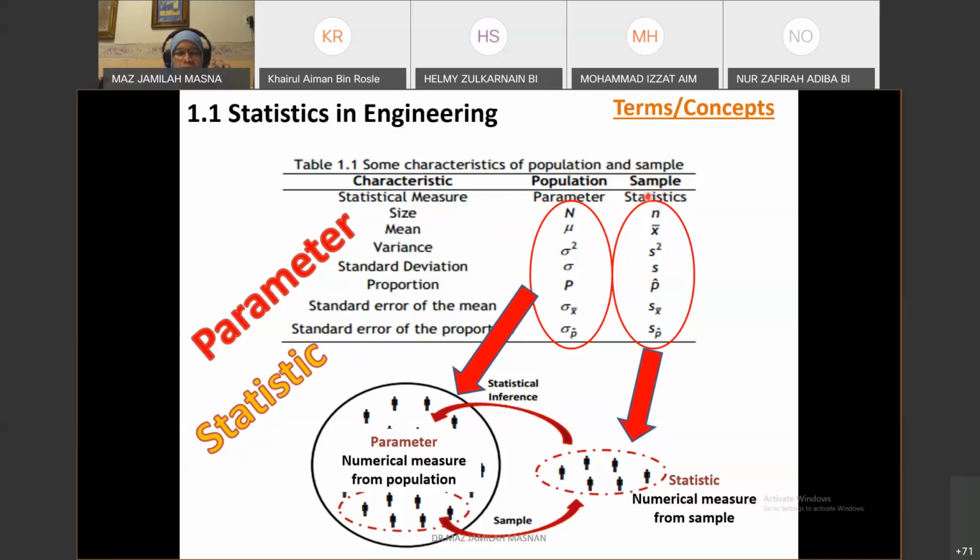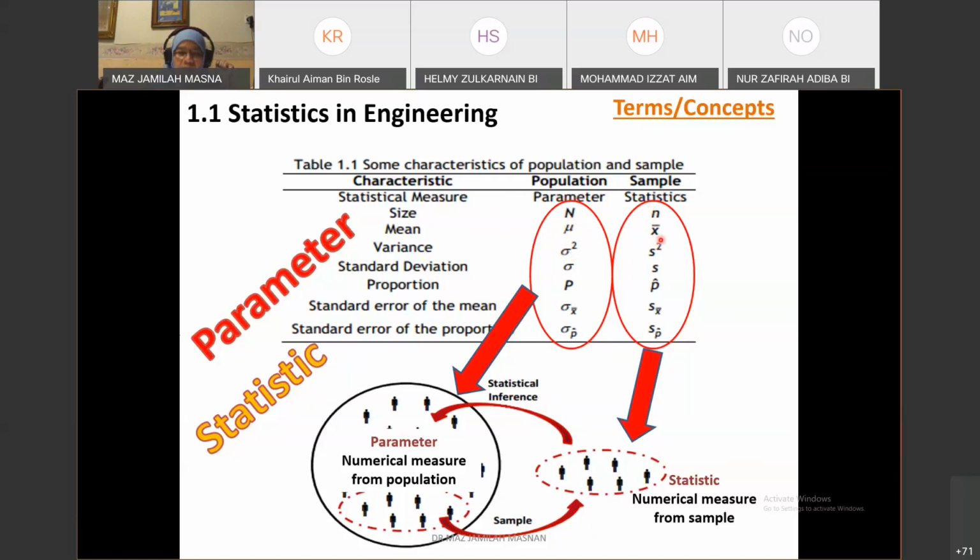What are the notations for parameter and statistic? Let's say we are talking about the size of the population and the size of the sample. What is the notation? For parameter, the size of the population is capital N. The size of the sample is small n. What about the mean? What is the population mean? The notation for population mean is mu. The notation for sample mean is x bar. The notation for population variance is sigma squared.